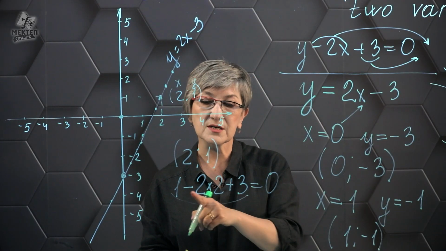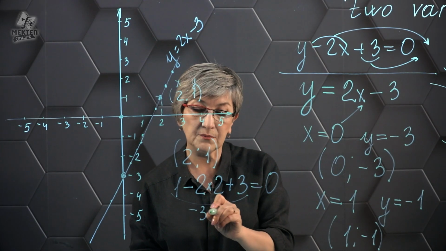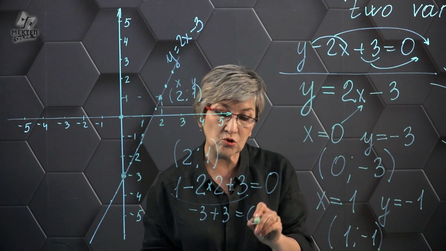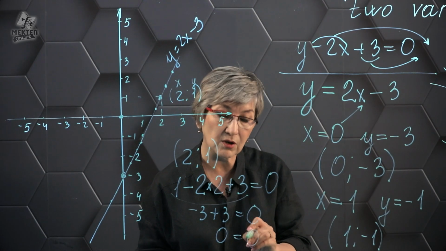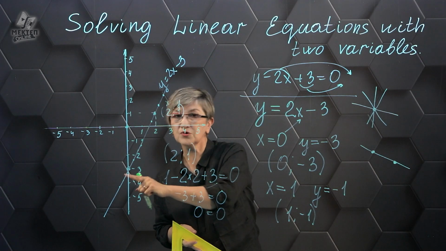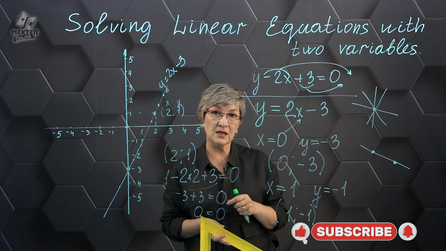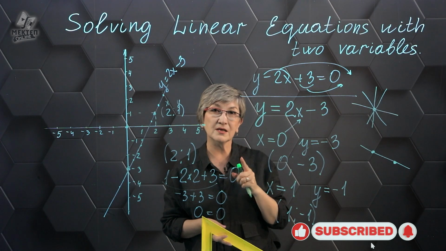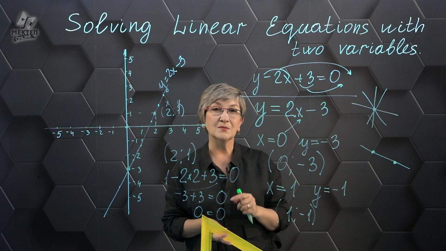Let's calculate the left-hand side. 1 minus 4 is minus 3. Plus 3 must equal 0. Minus 3 plus 3 is 0. 0 equals 0, and that's true. Whichever point I take on this straight line and determine its coordinates, that pair of numbers will be the solution to our linear equation. In the next lesson, you and I will learn how to graph a linear equation.